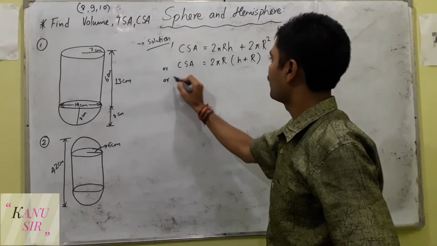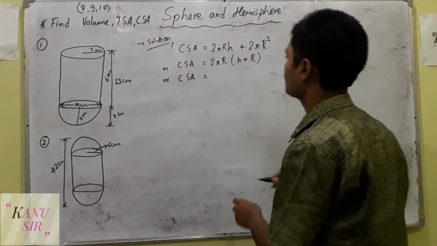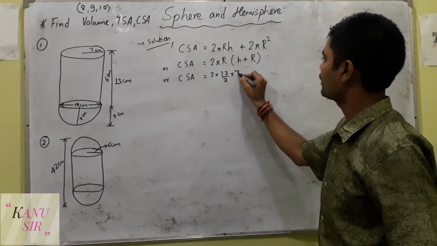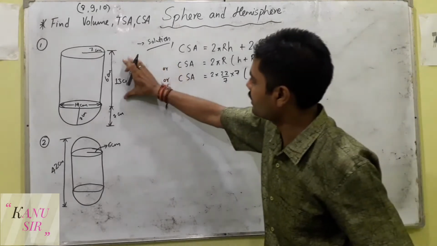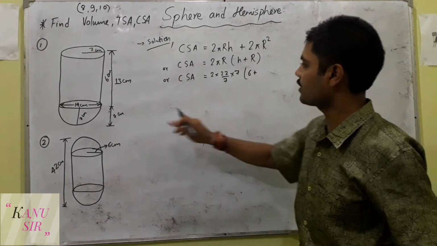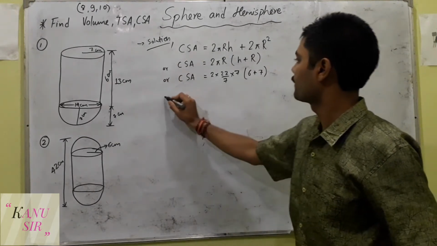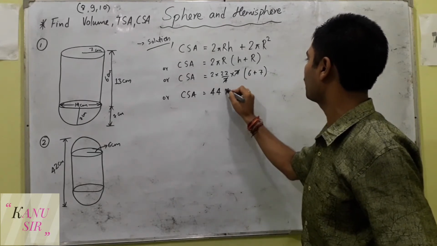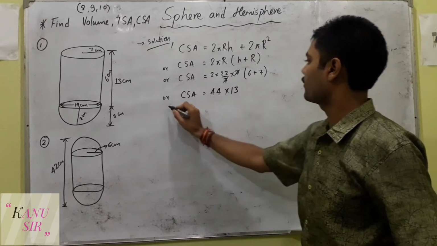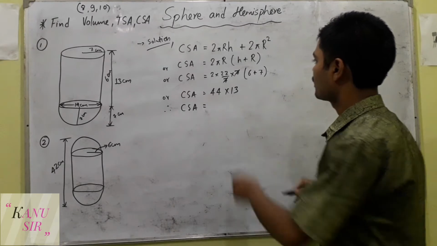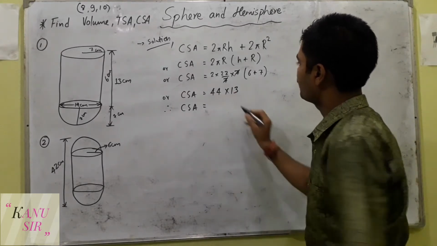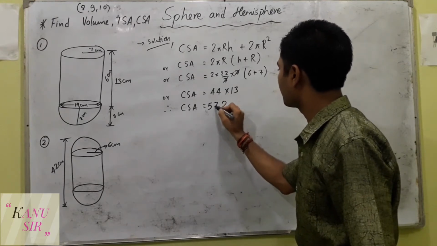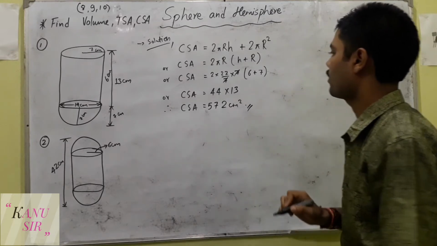CSA is equal to 2 into 22 by 7, the radius is 7, the height of the cylinder is just 6, and the radius of the sphere is 7. 7 is cancelled, 22 times 2 is 44, times 13. Therefore, the CSA is 44 times 13, 4 times 13 is 52, and 4 times 13 is 52, and you will get 572 centimeter square.